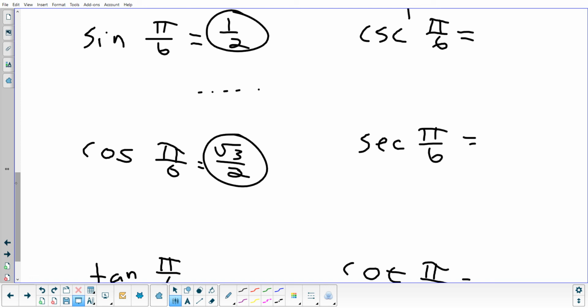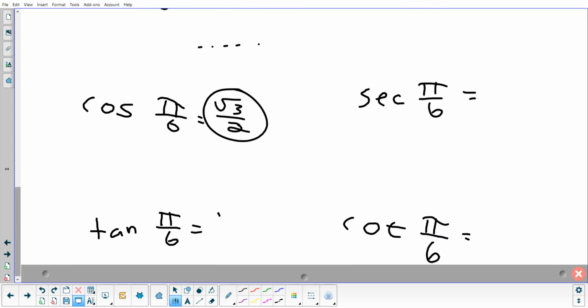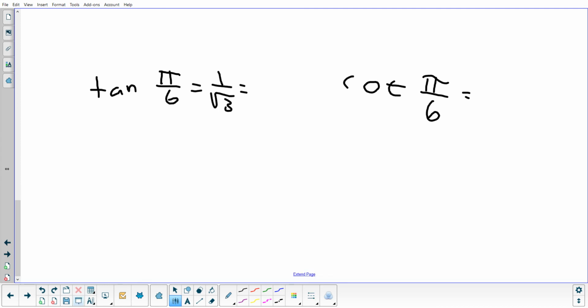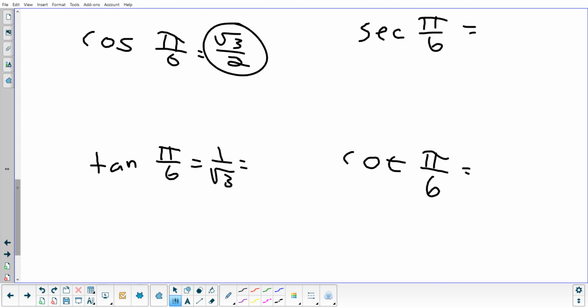And Kavani, if I divide those, what would cancel out? The denominators. So I'd just be left with a 1 over square root of 3. And when we fix 1 over the square root of 3, what do you get when you write that properly? Square root of 3 over 3.